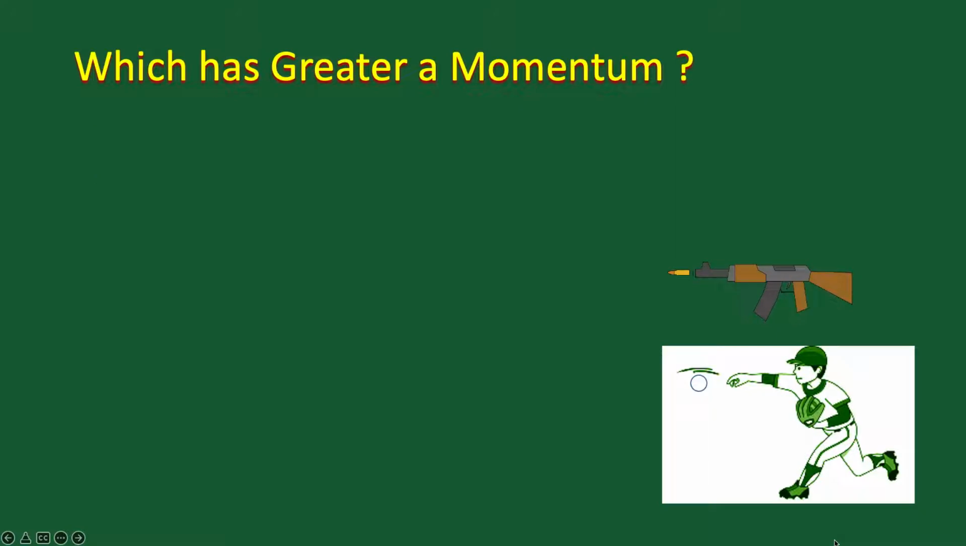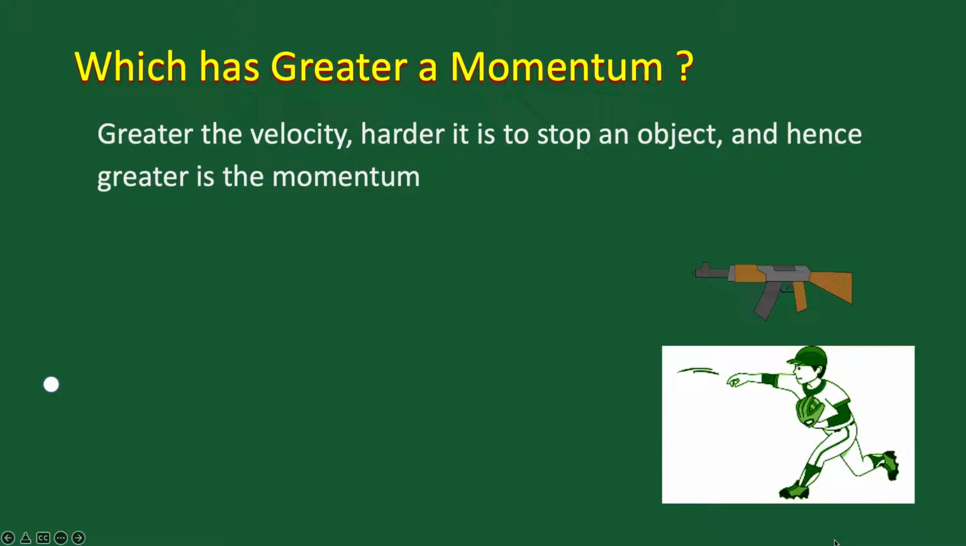Now let's look at another example. There is a bullet and a baseball moving at some speed. We know that the speed of the bullet is much higher than the speed of the baseball. If I ask you which one has greater momentum, in this case it's much harder to stop the bullet compared to the baseball. That means the bullet will have much larger momentum than the baseball. So that implies that the greater the velocity, the greater will be the momentum of the object.